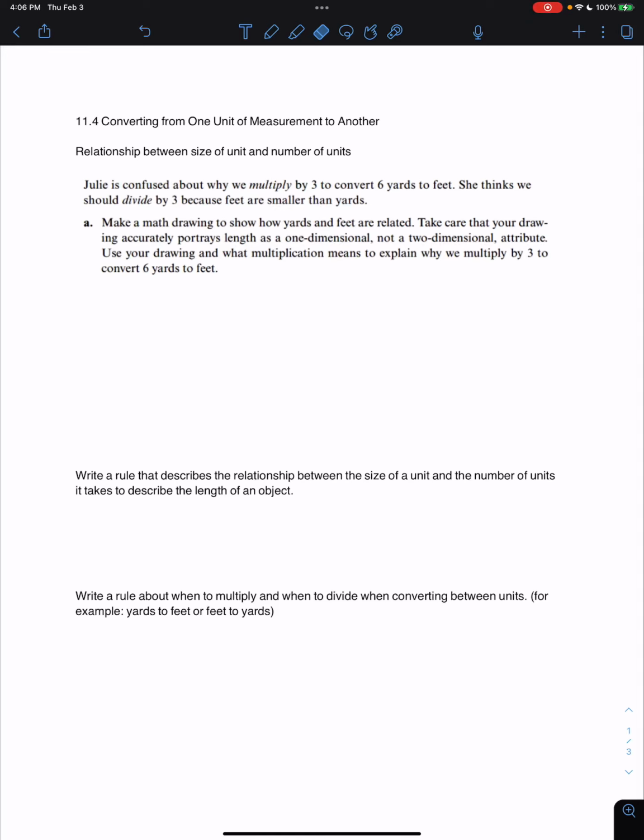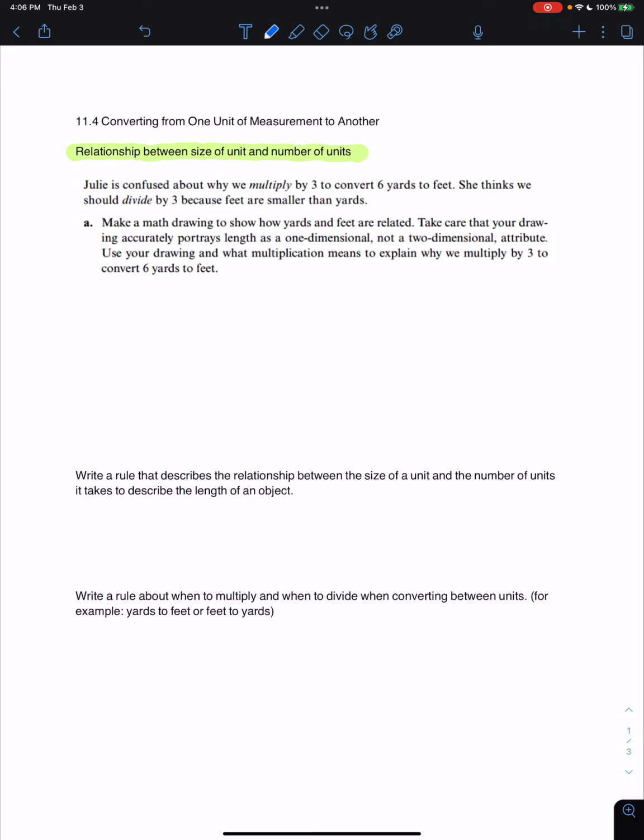We're going to talk in this section about converting from one unit of measurement to another. And before we talk about using dimensional analysis, I want us to take a minute and think about, in an intuitive way, the relationship between the size of a unit and the number of units that we need to measure something. We're going to do that by looking at this problem that's on the screen.